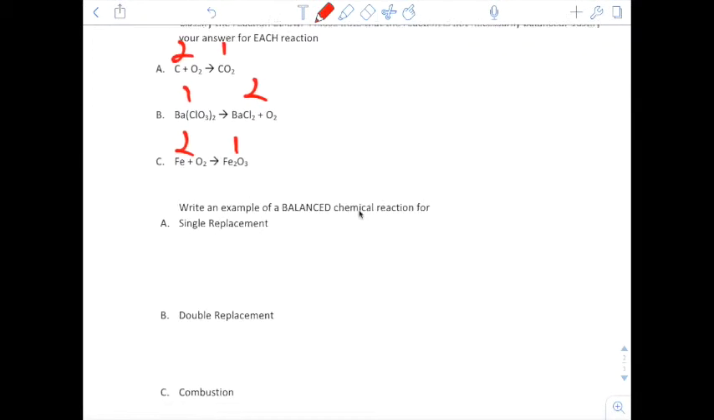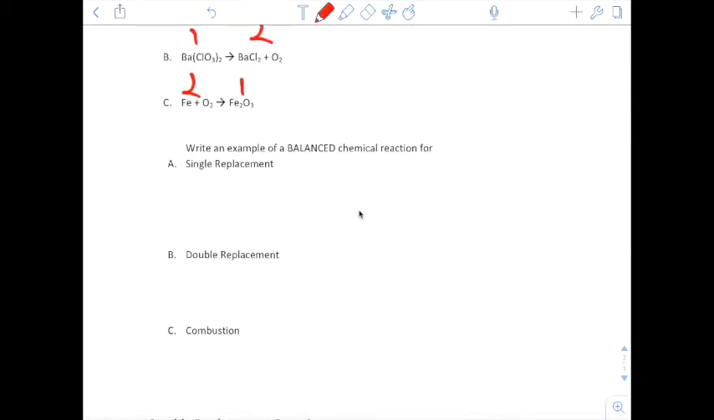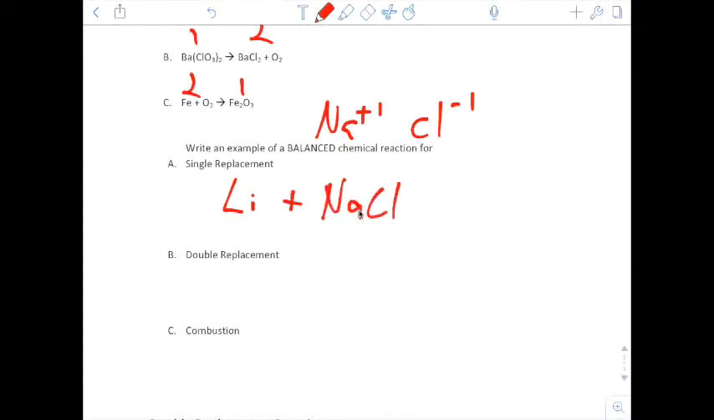And then it wants us to write an example of a balanced chemical reaction for a single replacement reaction. Now, this can be any type of single replacement reaction, so it can really be anything. To make sure the reaction takes place, pick a metal that's really high on the activity series, like lithium. So we'll say single replacement, we have lithium reacting with some sodium chloride. So sodium is Na plus 1, chlorine Cl minus 1, so it's just NaCl.